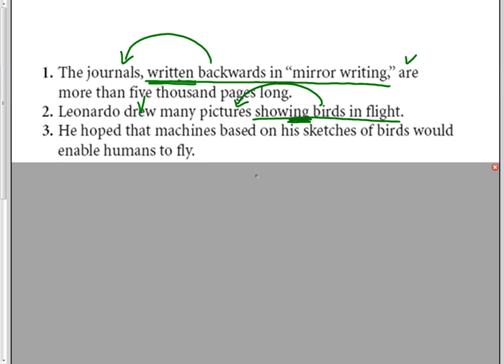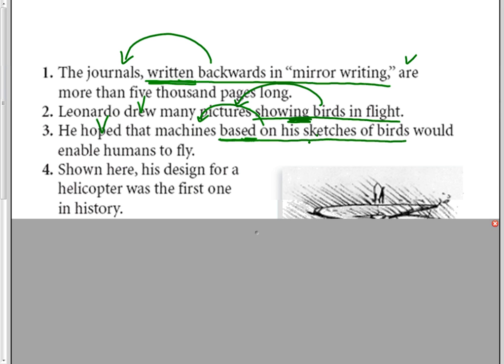Number 3, he hoped that machines based on his sketches of birds would enable humans to fly. My main verb is hoped. He hoped. So my participle here is based because it's a verb, but it ends in ed. Participial phrase: based on his sketches of birds. This describes the machines. Now, if you don't know where to stop, I would take this out of the sentence. He hoped that machines would enable humans to fly. That sentence makes sense. So if you're having trouble with where to stop, take it out of the sentence and see if it makes sense.